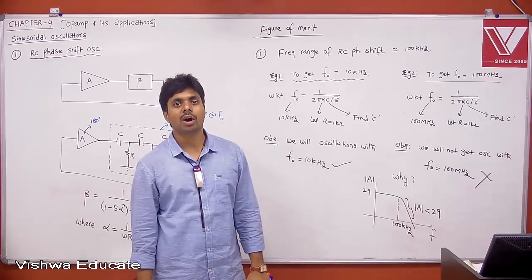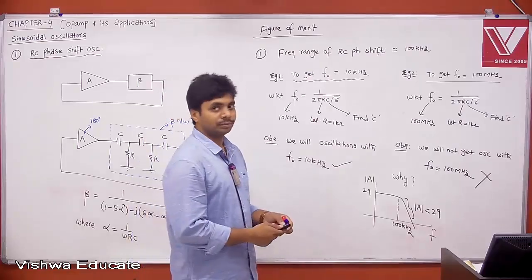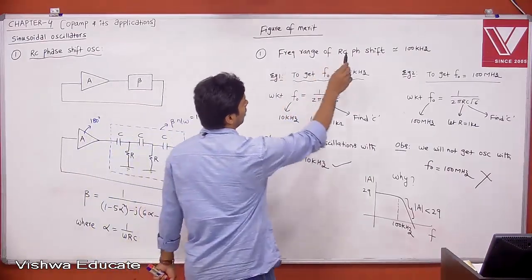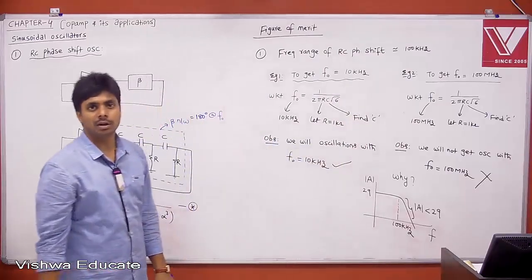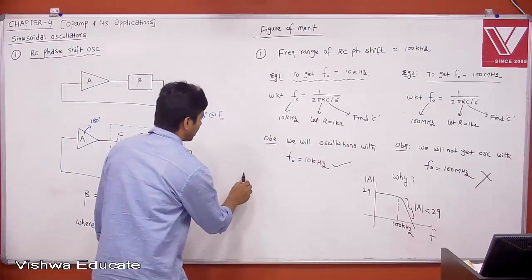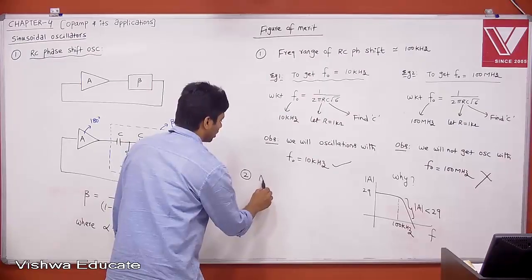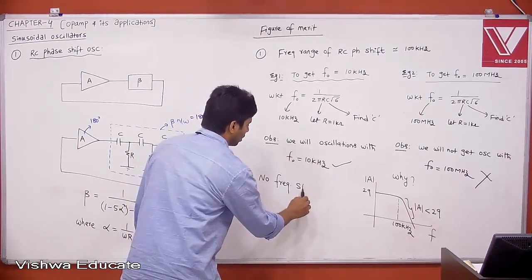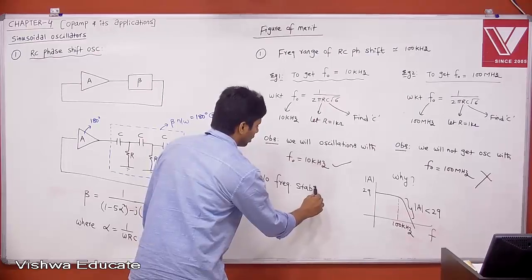This is the limitation. Therefore, everybody understood the frequency range of the RC phase shift oscillator is 100 kHz. That is one thing. And the second thing is there is no frequency stability. What do you mean by frequency stability?